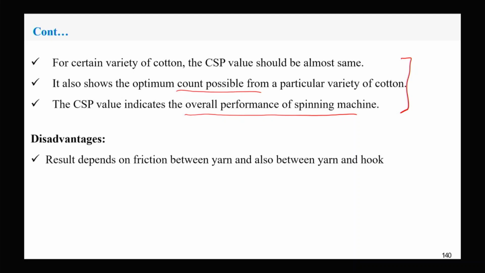The main disadvantage is that it depends on the friction between yarns. So yarn with higher friction will give a higher strength value and higher CSP value. That is one disadvantage. And within-strand variability we will not get; we will get one average value.